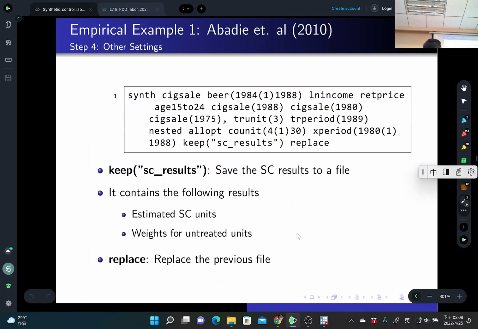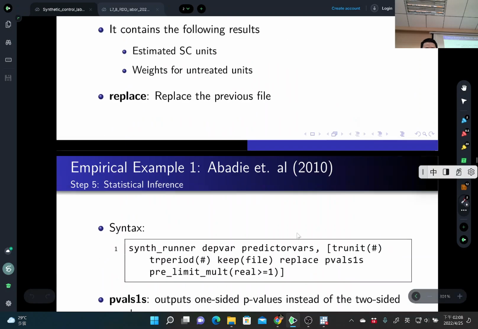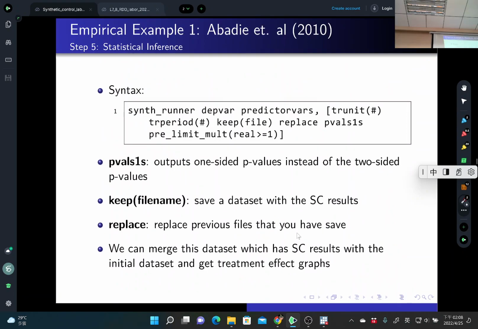So yeah, it takes some time, but you can save the results to this file, and it will tell you the weight for each non-treated unit and your synthetic control estimate. Okay. And the final step is to do hypothesis testing.